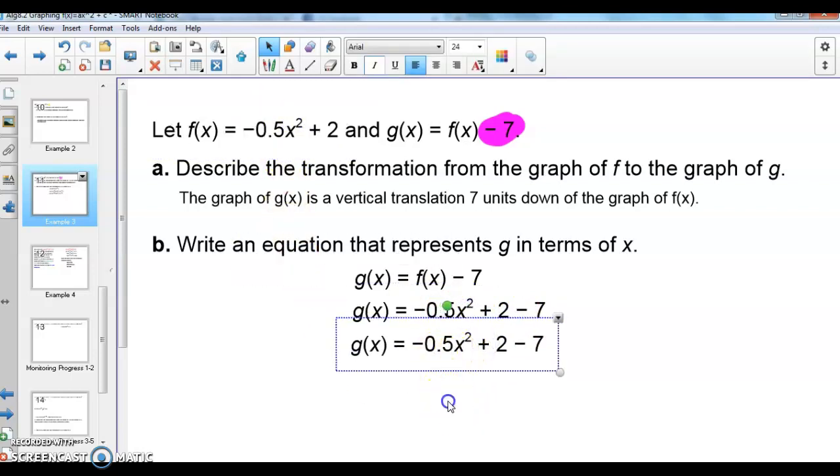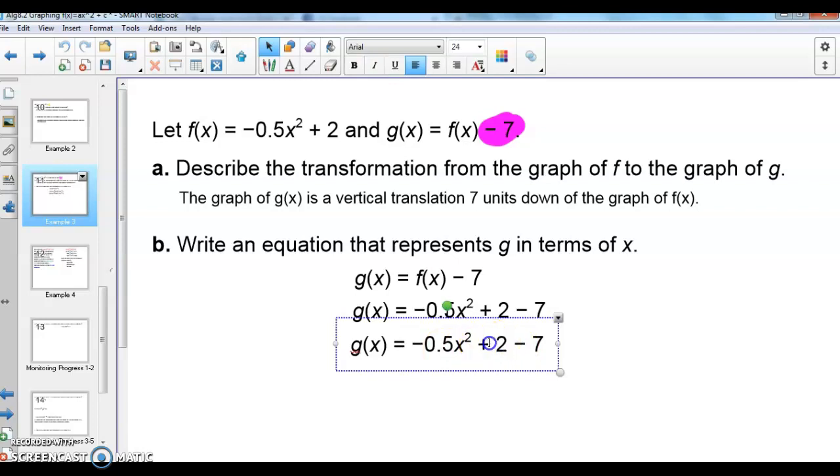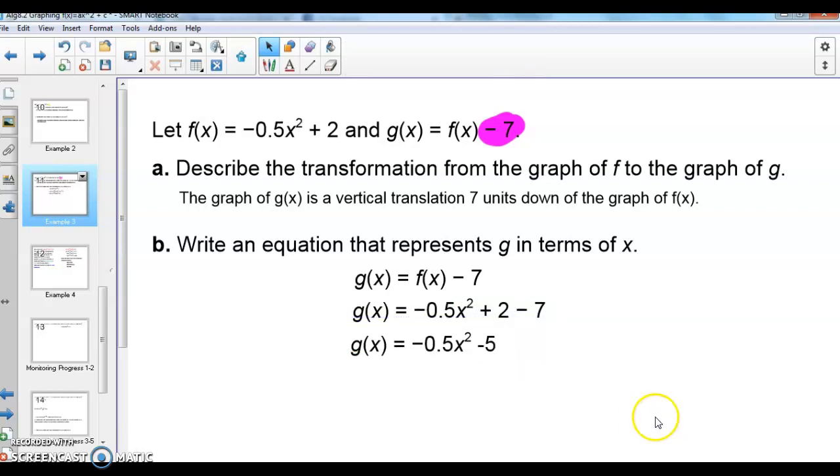Since negative 0.5 x squared is on its own, there are no more expressions that have x squared besides itself. We can just leave it alone. However, positive 2 and negative 7 are both constants, so they are like terms. That means we can simplify them. So what is positive 2 minus 7? We get negative 5. So a new equation that represents g in terms of x is g of x equals negative 0.5 x squared minus 5.